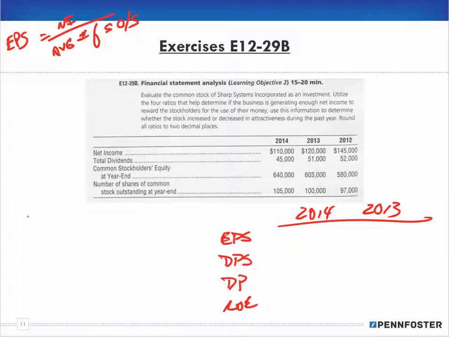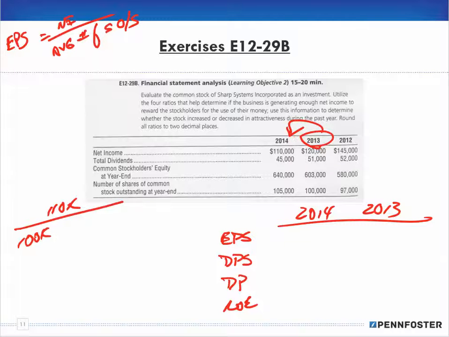So for the earnings per share, I'm going to need to do 2 calculations, and this is kind of like the last exercise where it is just a lot of crunching numbers, but the important thing is to know where you're getting the numbers from. And so for 2014, my net income is 110,000, and my average number of shares outstanding, the number of shares outstanding at the end of the year was 100,000. The ending of the previous year becomes the beginning of the current year.